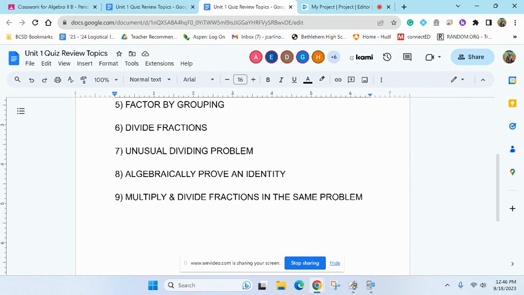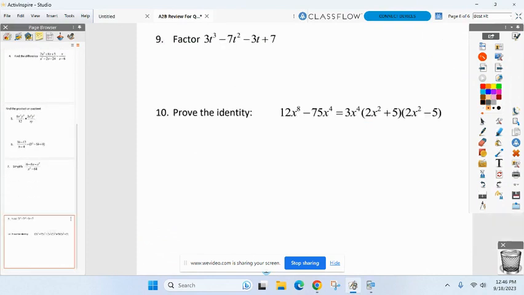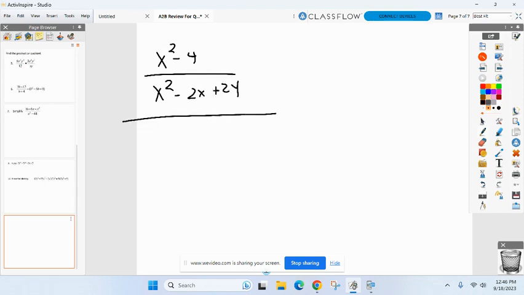Let me pick one here because I'm number 7, unusual dividing problem. You're going to see this tomorrow, and I don't want you to freak out. I don't have any on the review, and I'm just making this up off the fly here. X squared minus 4 over X squared minus 2X plus 24, and then one of these bad boys, 3X plus 6 over X squared minus X. This is what I mean by unusual. I have no idea what this comes out to be, I just made that up off the top of my head. But I want you to see this and know what type of problem it is.